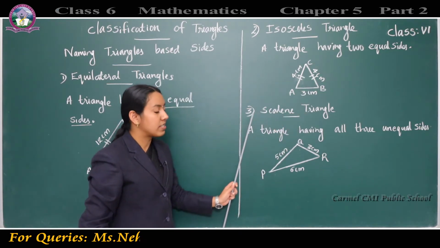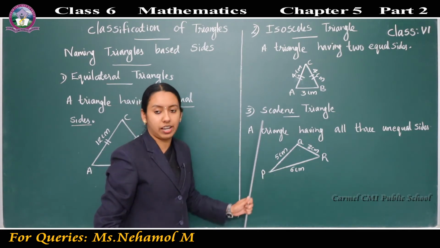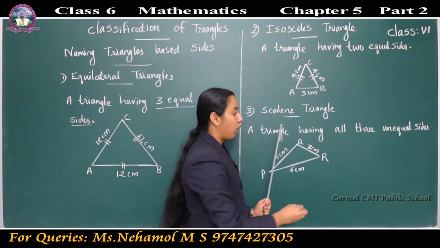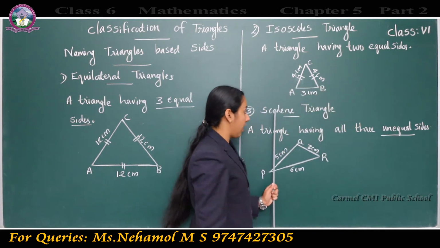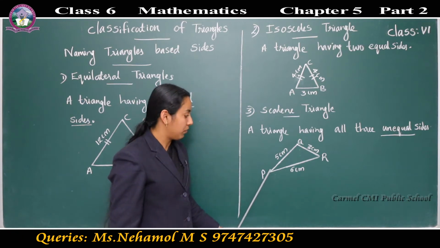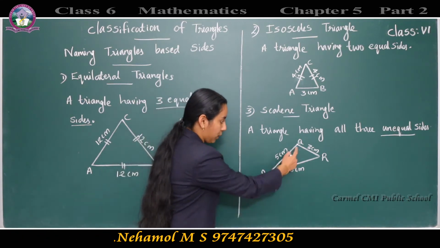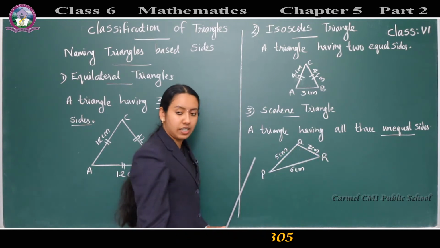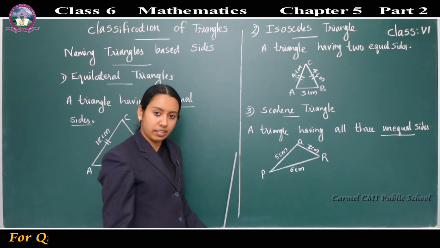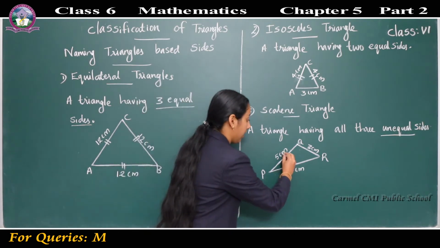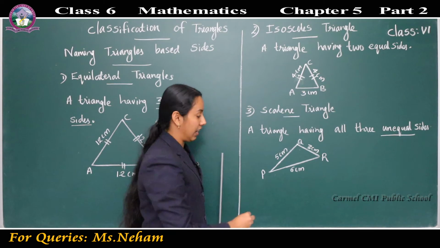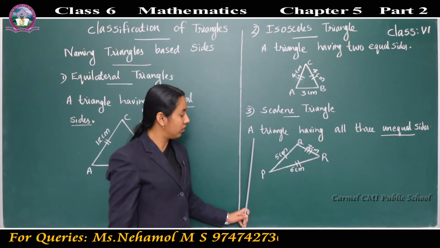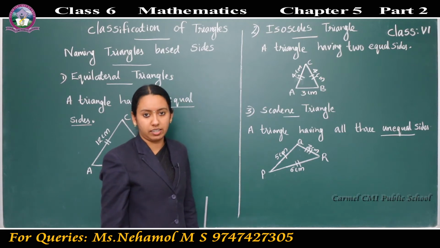Then next one, scalene triangle. A triangle having all three unequal sides is known as a scalene triangle. One example is given here. PQ 5 centimeter, PR 6 centimeter, QR 3 centimeter. All three sides are different, so it is a scalene triangle.